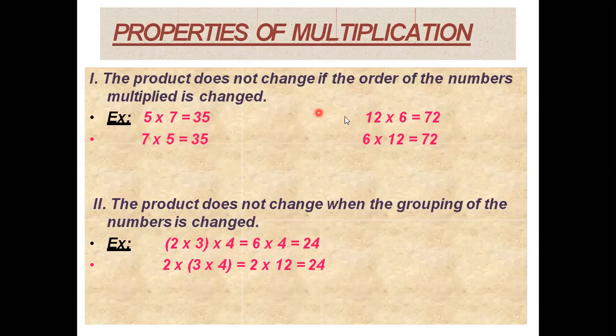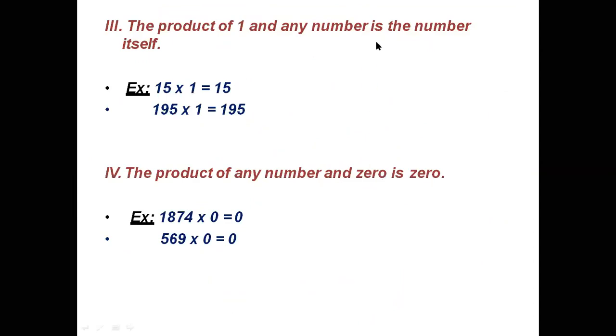So here also, as we have done in property 1, in the same way, if you change the order and if you group also, the product you will get the same only. So this is the second property. Next, let us see the third property, what it is.